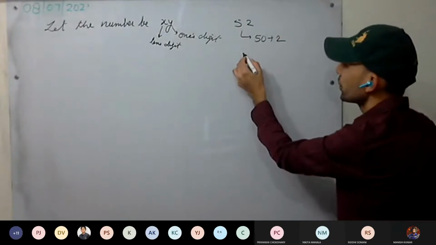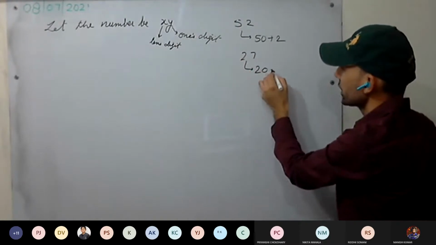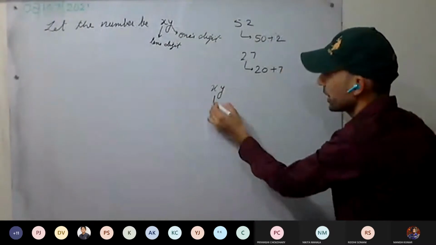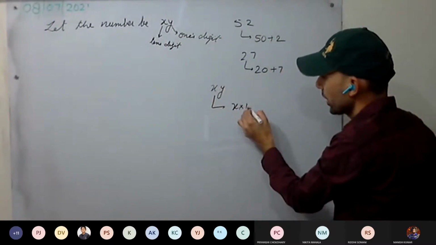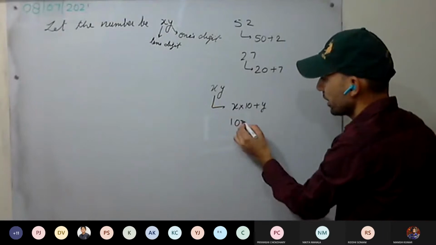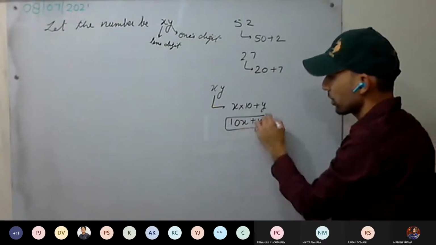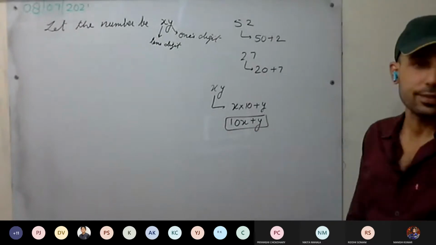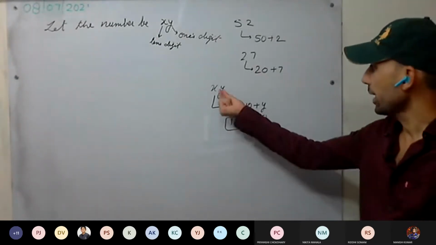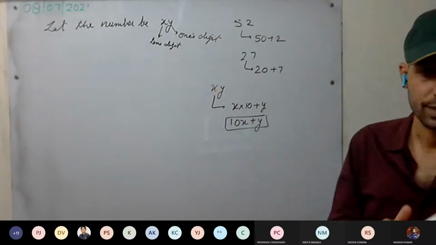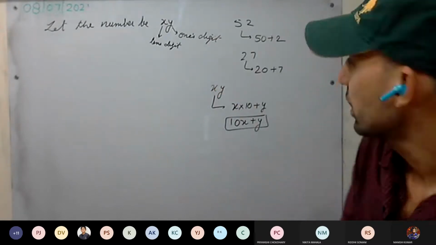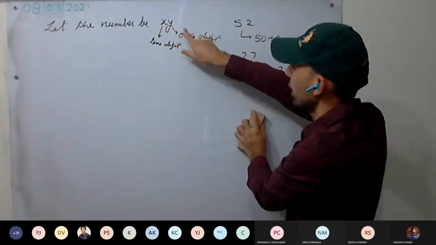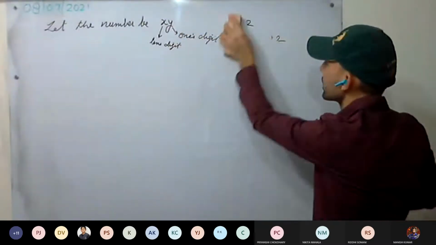Similarly, if 27 is given, we can write this number as 20 plus 7. Similarly, xy, we can write this number as x into 10 plus y, that is 10x plus y. This number in equation we can represent like this, 10x plus y. This you all have understood. Here they are digits: y is ones digit, x is tens digit.